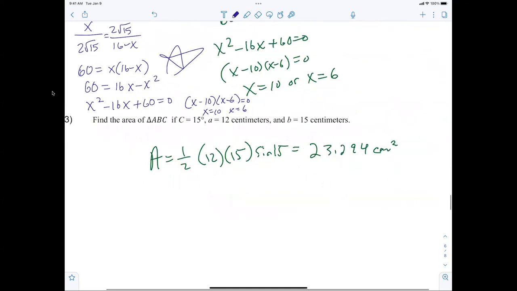And then, of course, 23, that was just knowing the formula. Area equals 1/2 AB sine C. Strictly a formula. 1/2 AB sine C.